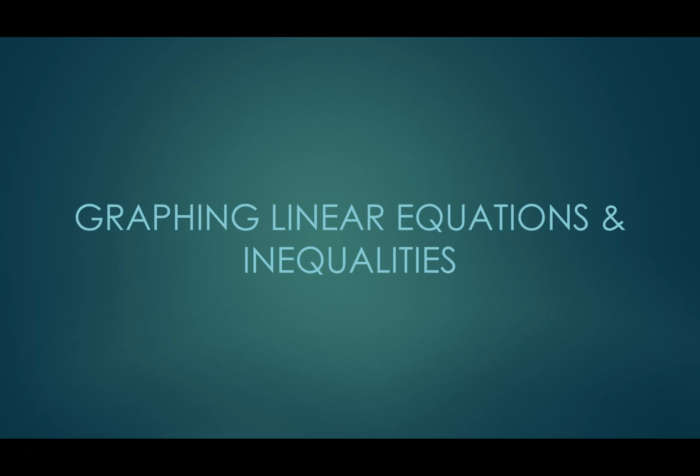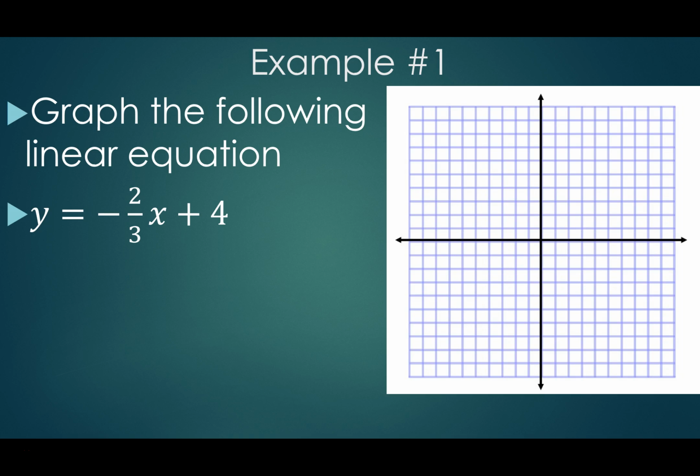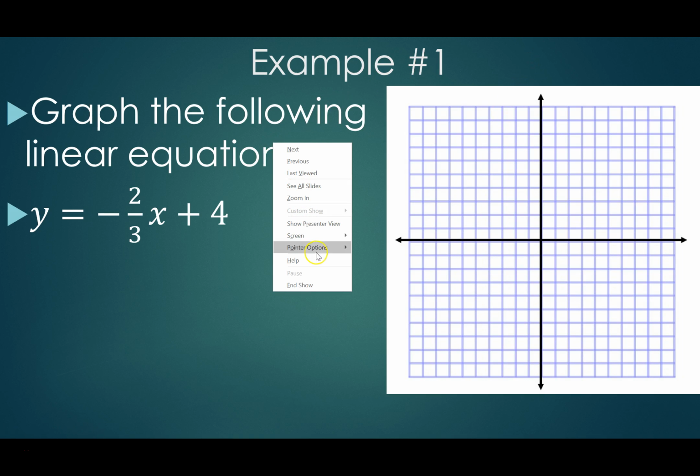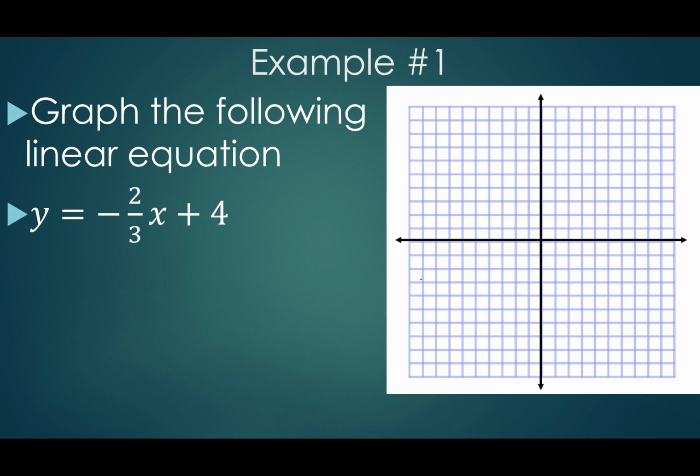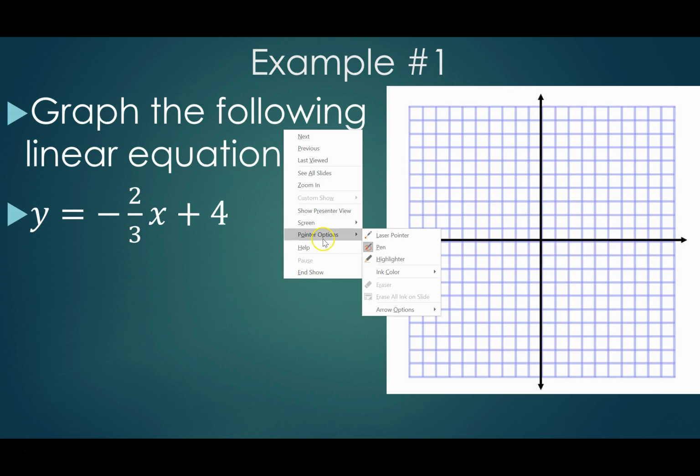Hello, so today we're going to talk about how to graph linear equations and linear inequalities. A linear equation or linear inequality is going to look like this particular form right here, y equals negative 2/3 x plus 4. This is what we call our slope-intercept form, where it's in the form of y equals mx plus b, where the m, the number in front of the x, represents our slope, and the b value is the number that's at the end, that constant.